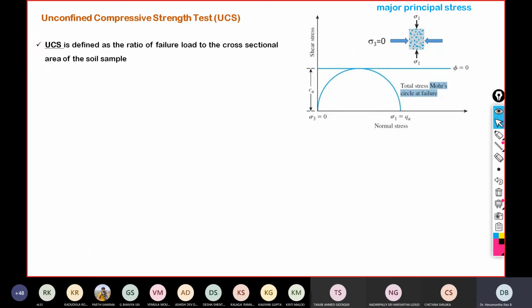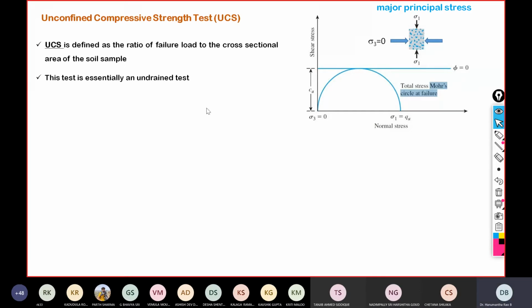Now, how do you define it? As I told, unconfined compressive strength is annotated as UCS. UCS is defined as the ratio of failure load to the cross-sectional area of the soil sample. As I showed in the previous slide, we are going to apply only the major principal stress, that is sigma 1, and sigma 3 is kept constant. As you increase sigma 1, I know the diameter of the soil sample, therefore I can calculate the cross-sectional area. If I divide the load by the cross-sectional area, what I get is the unconfined compressive strength.